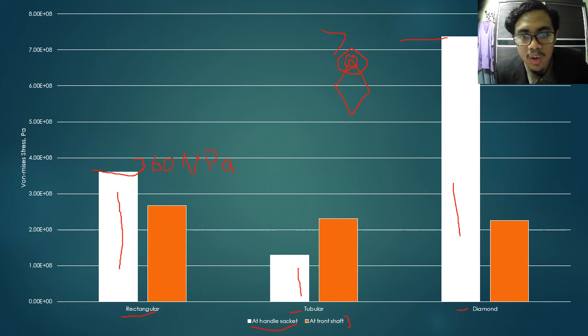Okay, for the shaft, you can see that the diamond has the lowest value, which is around 200 megapascal, which is about the yield stress of the material, which is steel. It will deform a little bit, and the same goes for the tubular one.